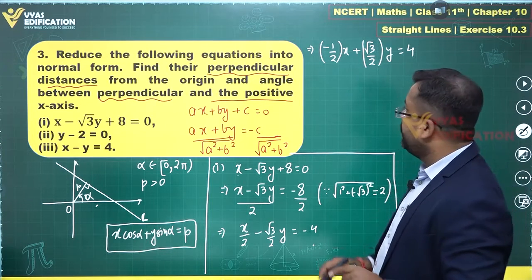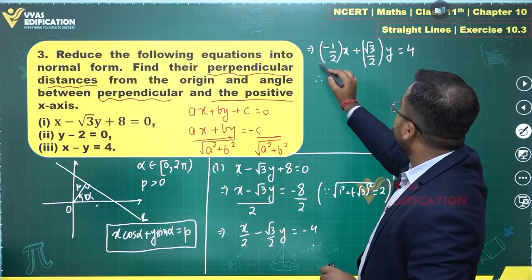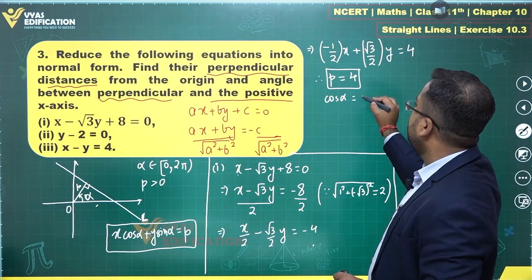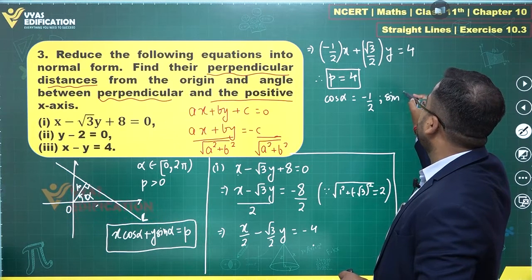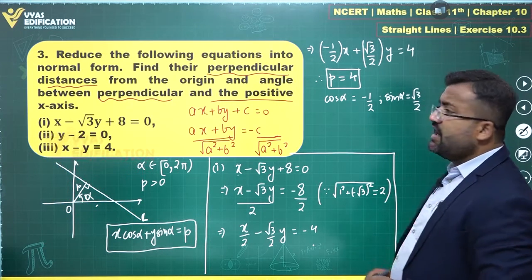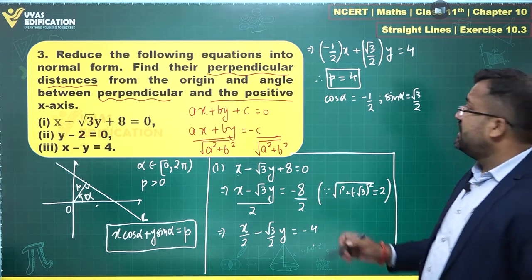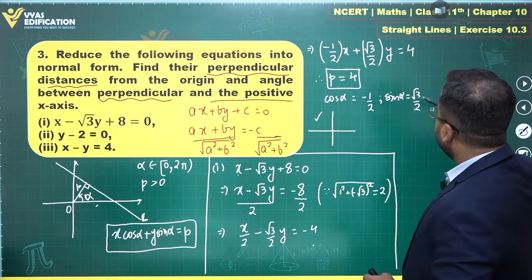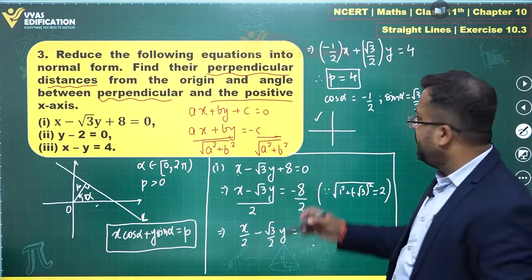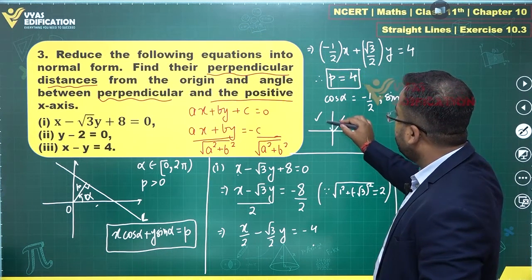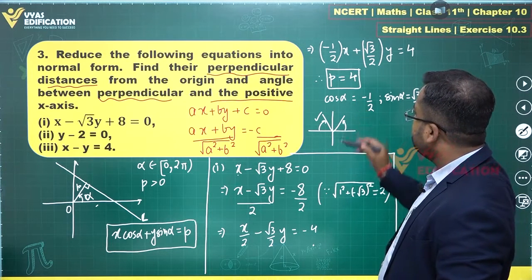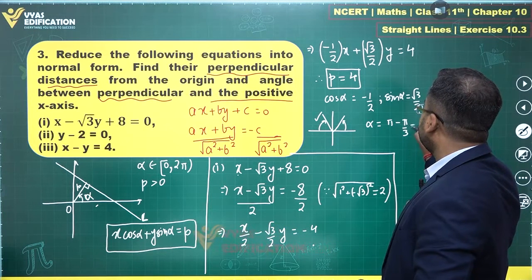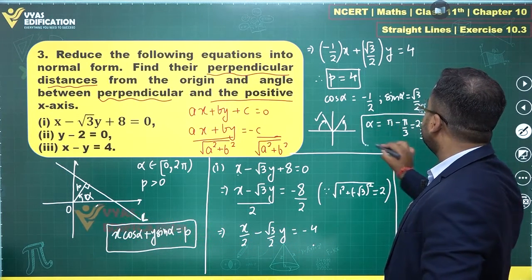So one thing is certain, that therefore p is equal to 4, and cos alpha is equal to minus 1 by 2, sin alpha is equal to root 3 by 2. Okay. Which quadrant is this? If cos is negative, sin is positive, so you're looking at the second quadrant, right? And in the second quadrant, sin alpha is equal to root 3 by 2 implies alpha will be equal to pi by 3, and then pi minus pi by 3 is another value, and cos alpha is equal to minus half will also give me this. Therefore, alpha is equal to pi minus pi by 3, which is 2 pi by 3. This is the value of alpha.